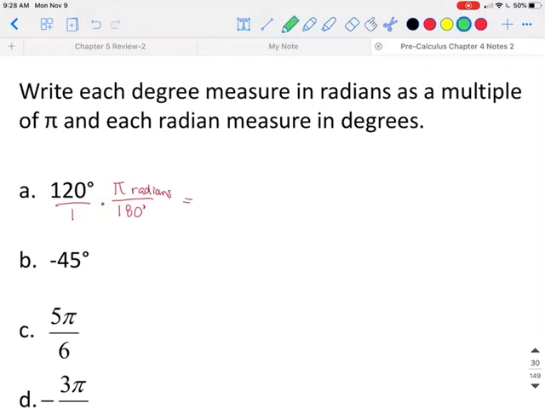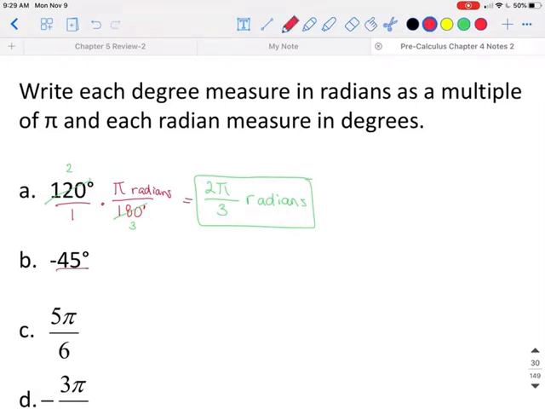Now we can simplify what goes into 120 that also goes into 180. We know that 60 goes into both of these. 60 goes into this twice. 60 goes into 180 3 times. Now we can multiply straight across. 2 times pi gives me 2 pi. 1 times 3 gives me 3. So it's 2 pi over 3 radians.